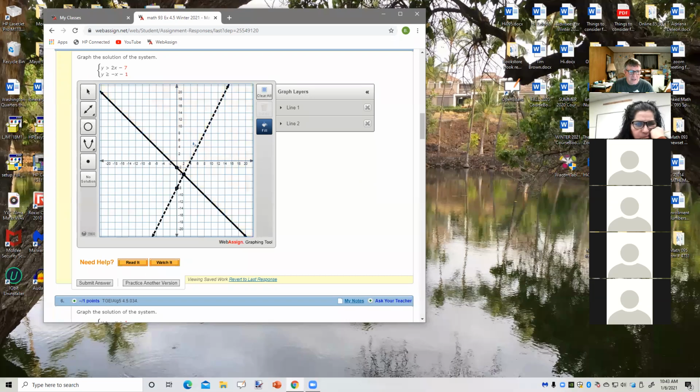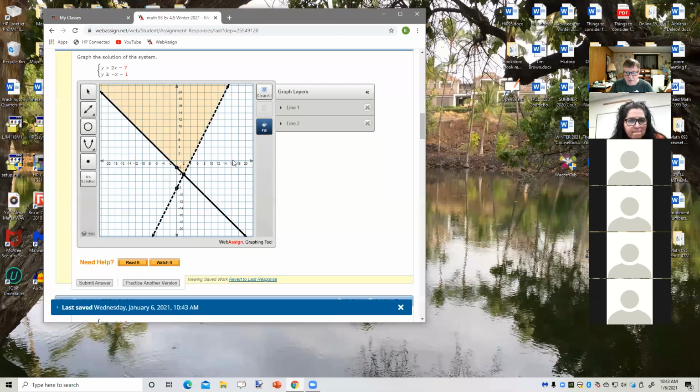So where do they intersect? Well, this and this intersect there. So there is the correct solution. Now, if I click submit answer, it's not going to be correct because this problem is, again, different from the one I'm working. But look at what I've done there, okay?